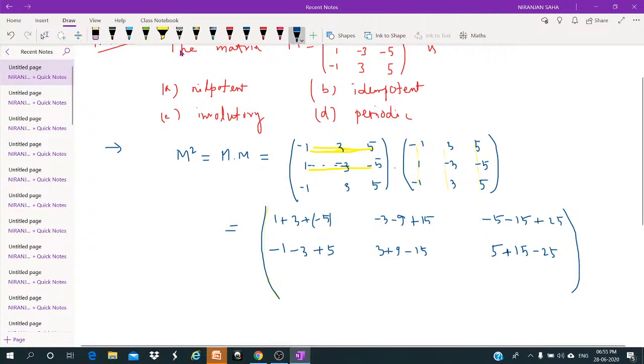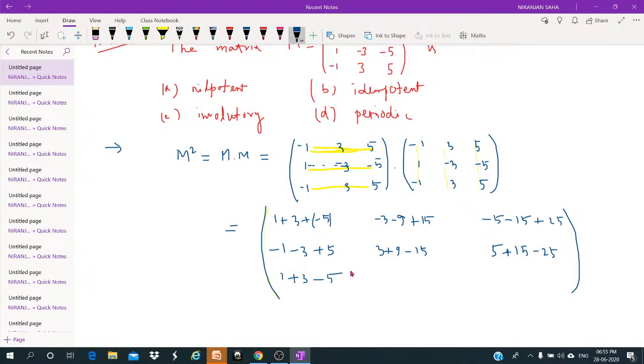Now we will get the third row by taking third row first column, third row second column, third row third column. So here minus 1 plus 1, 3 1 3 plus 3, and 5 minus 1 minus 5.